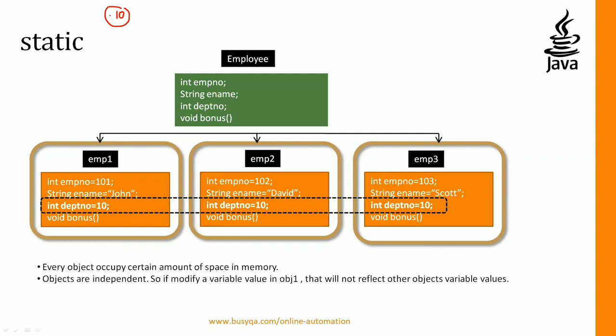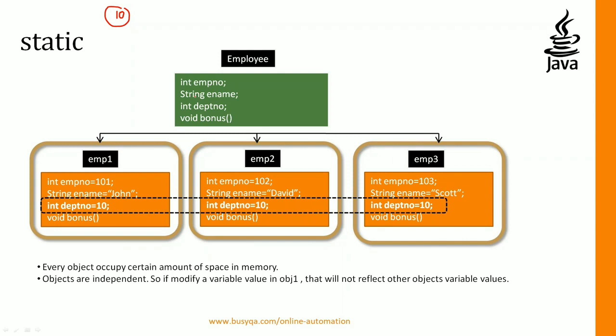In this case, we need to assign values for every variable, right? This is a common thing. When I create the object emp1, I will assign some values to these variables. Emp number is 101, name is John, department number is 10, and I will call the bonus method. Then emp number 102, ename, department number and bonus, and for emp3 also I need to define the values. So for each individual object we need to assign values to those variables. Okay, till now it is fine.